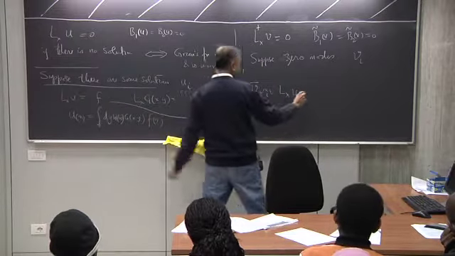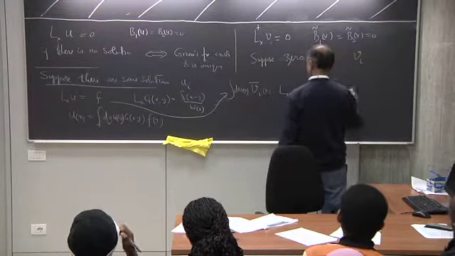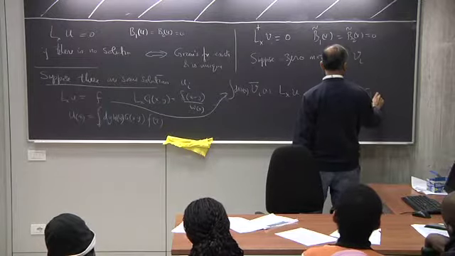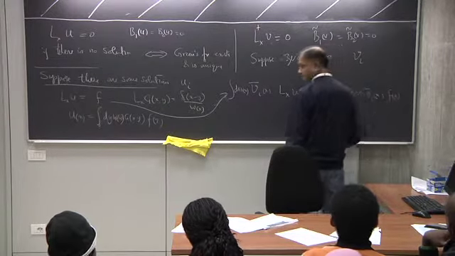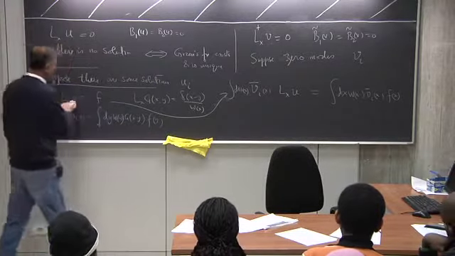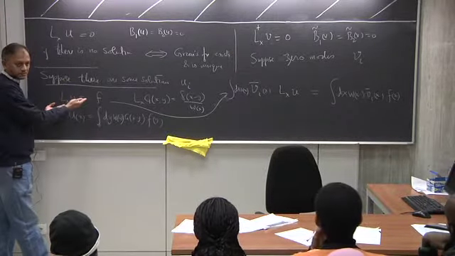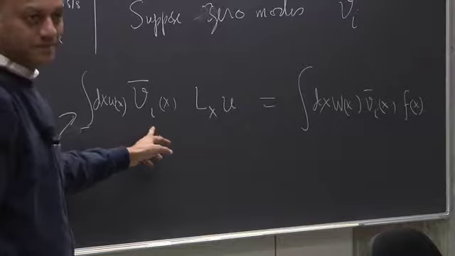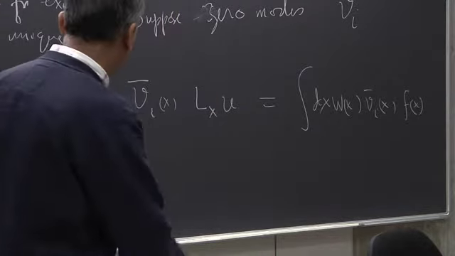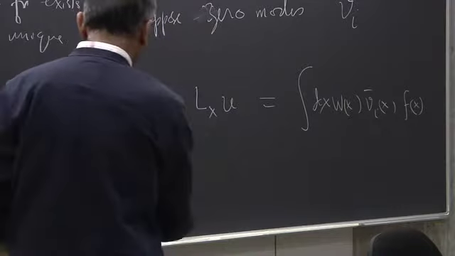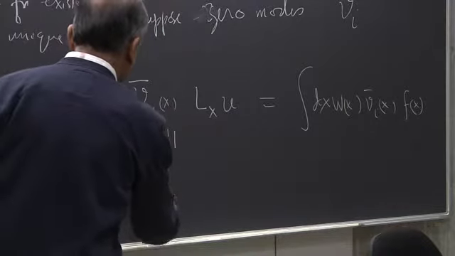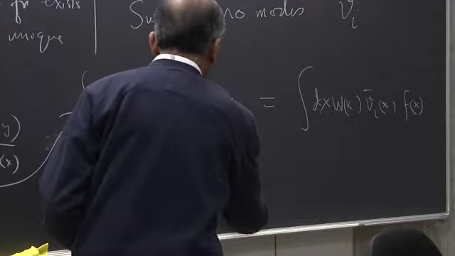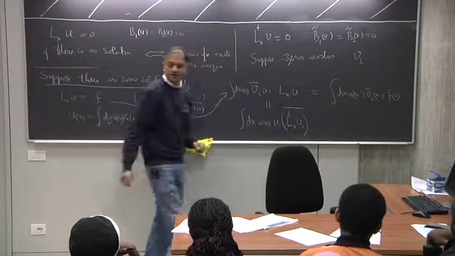On the right hand side you will get the integral dx w(x) v_i bar(x) f(x), right? I'm saying that suppose there is some u which satisfies this equation. I then take both sides of this equation and take the scalar product with v_i, so you get that. On the other hand, this quantity is the same as the integral dx w(x) u times L dagger_x v_i, whole thing bar, right, by Green's identity.